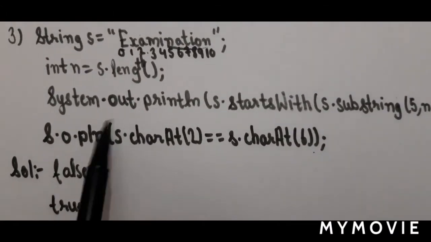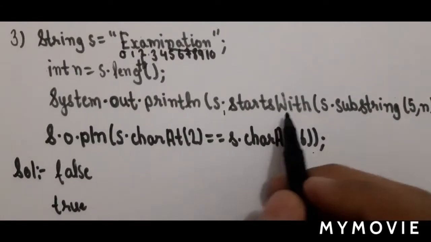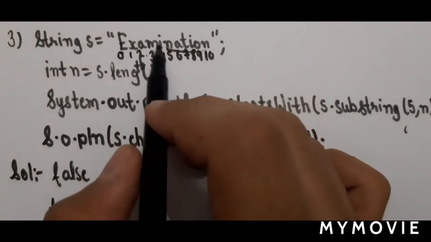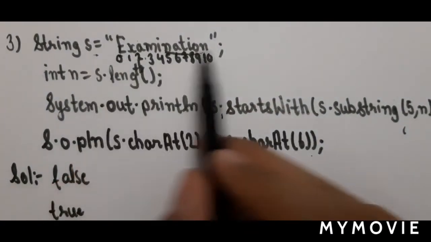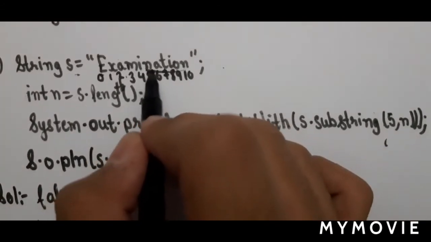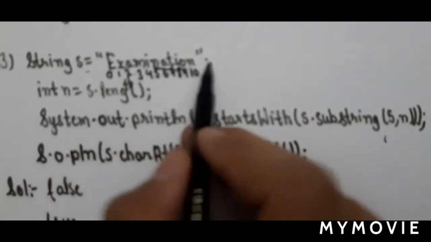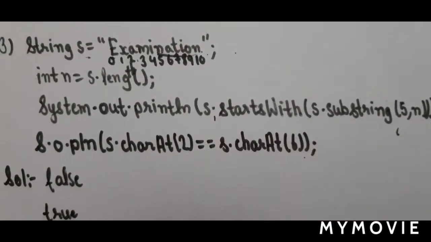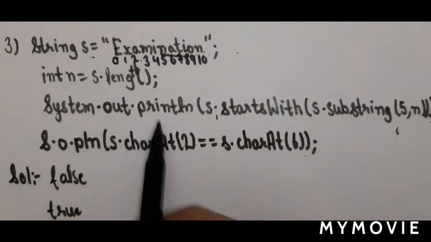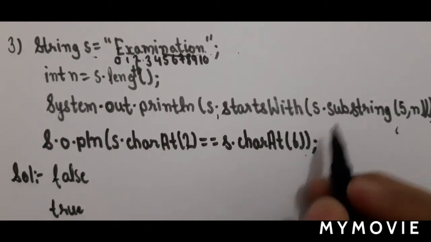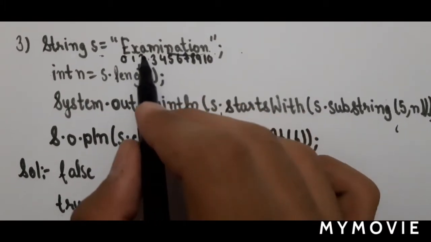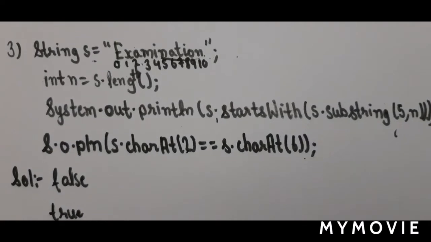Again I am telling you, see here: s.startsWith(s.substring(5, n)). We should check whether "examination" starts with the substring of 5 comma n. The substring of 5 comma n is "nation". So does "examination" start with "nation"? The answer is false. And in this we should check whether the character at the second place of s is equal to the character at the sixth place. The second place is A and the sixth place is also A. So both are equal, so true. Let's move on to our next question.